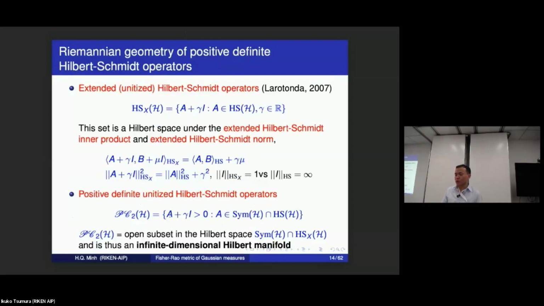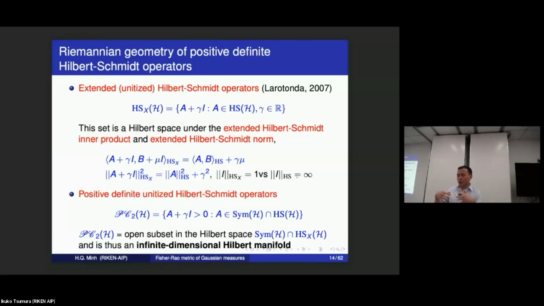So instead of considering just A Hilbert-Schmidt, we consider the set of A plus gamma I, where A is Hilbert-Schmidt. It's necessary to include the identity operator as well, to enlarge the set of Hilbert-Schmidt operators. This is called the extended Hilbert-Schmidt inner product and extended Hilbert-Schmidt norm. We define this inner product and this norm so that the norm of the identity operator is equal to 1 instead of infinity.